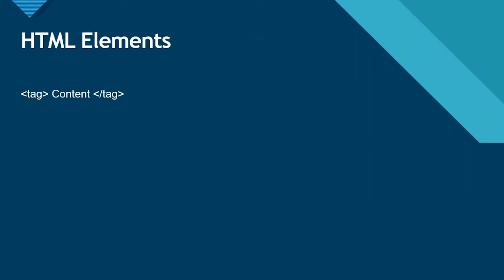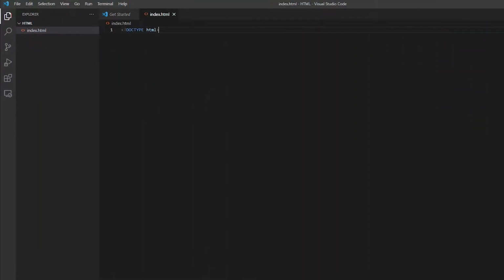Every part of an HTML file has what is called an HTML element. An HTML element is defined by a start tag, some content, and an end tag. We can now populate our HTML file with elements. We will start with the HTML tag. This is the root element of an HTML document. All other elements will be put inside it.